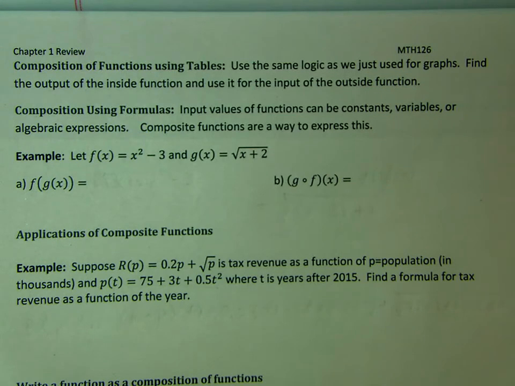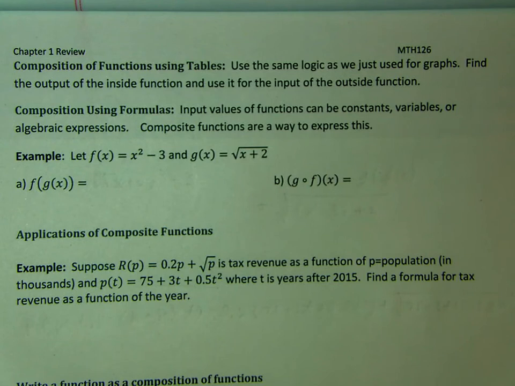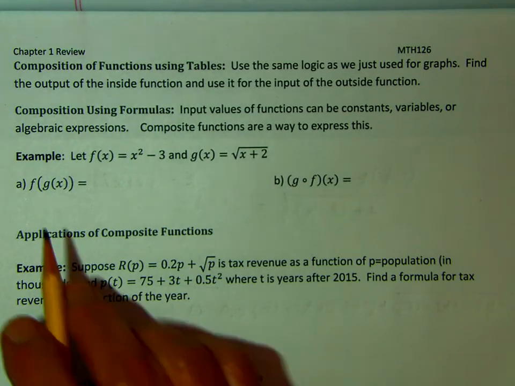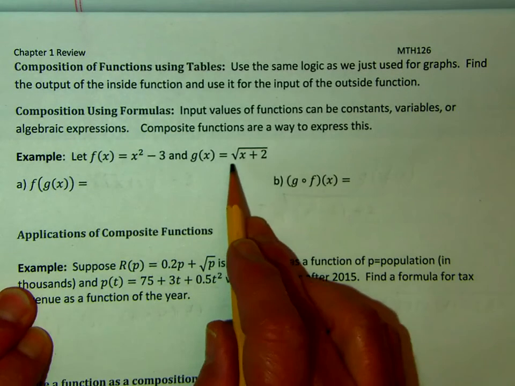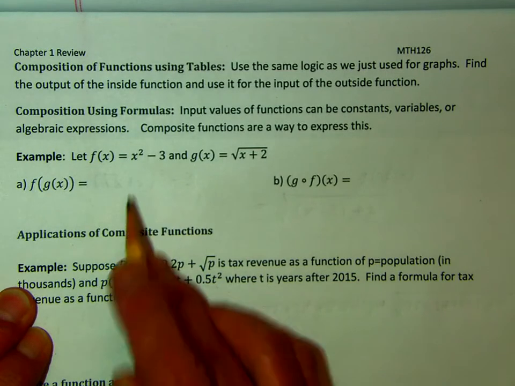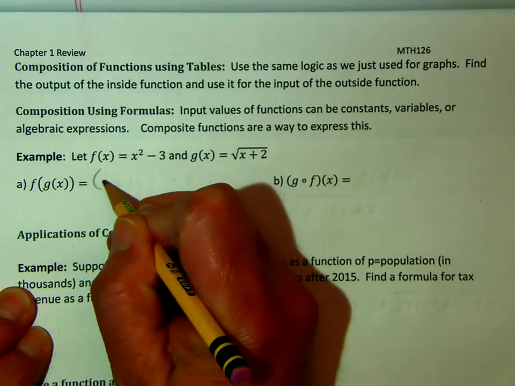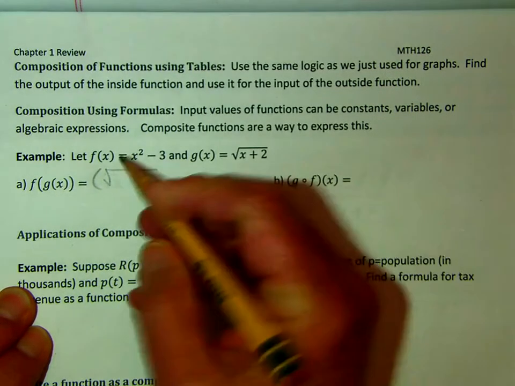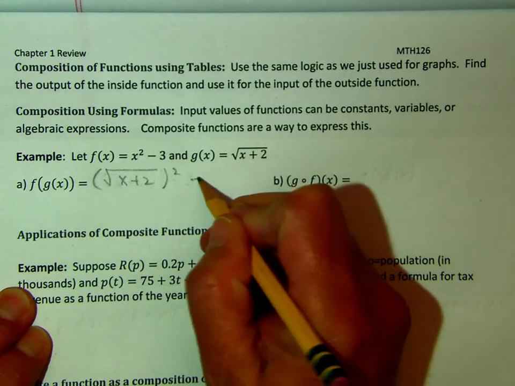For example, let f of x be x squared minus 3 and g of x be the square root of the quantity x plus 2. Then f of g of x would be, we take all of g of x and input it for the x. So f of g of x would be the quantity square root of x plus 2, squared, minus 3.